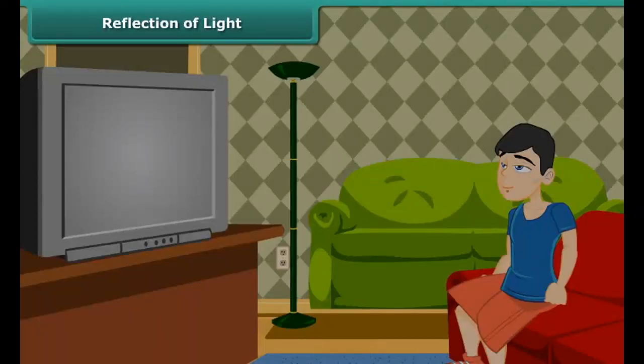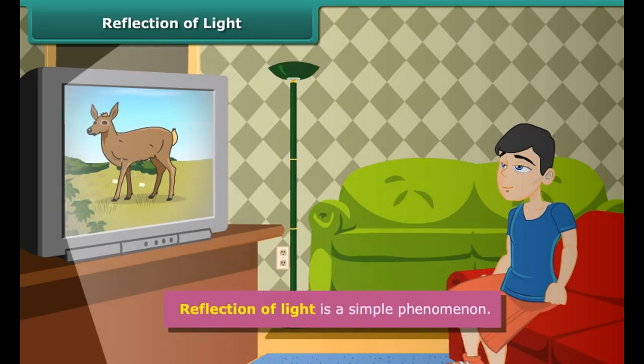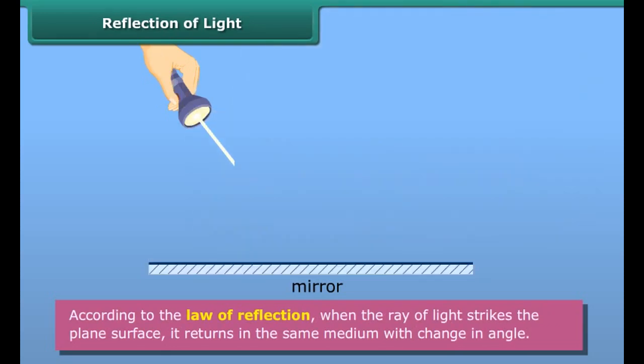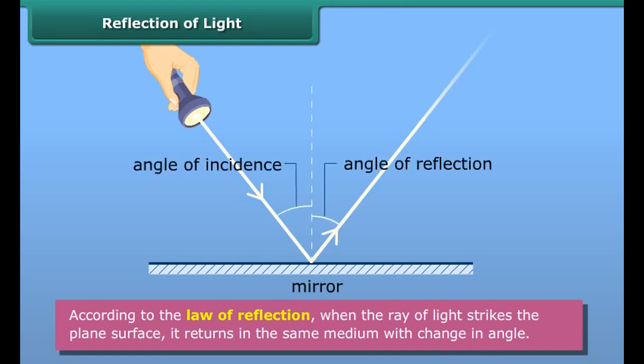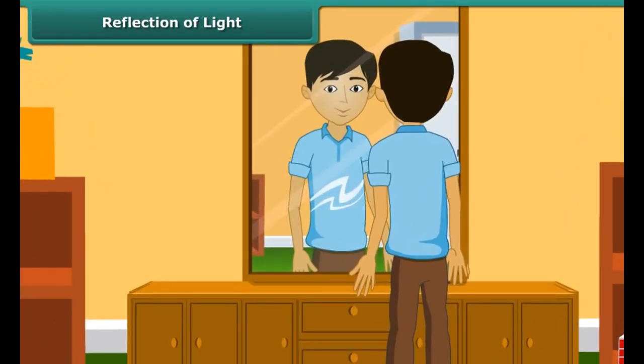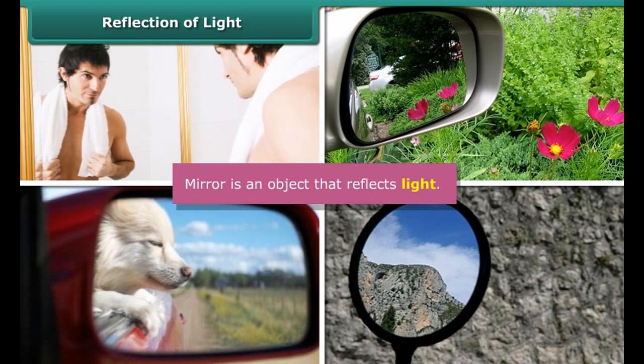Reflection of light. Can you tell how do we see objects? Well, we see objects when light reflected from them reaches our eyes. Well, reflection of light is a simple phenomenon. According to the law of reflection, when the ray of light strikes the plane surface, it returns in the same medium with change in angle. It's no surprise that when we look in a mirror, we see an image of ourselves reflected back. Well, mirror is an object that reflects light.